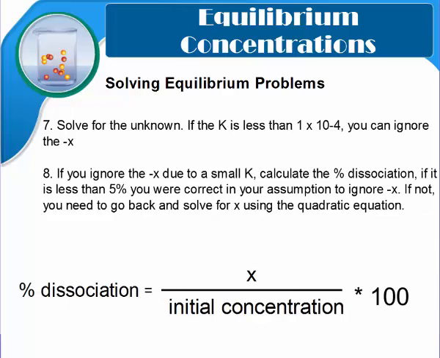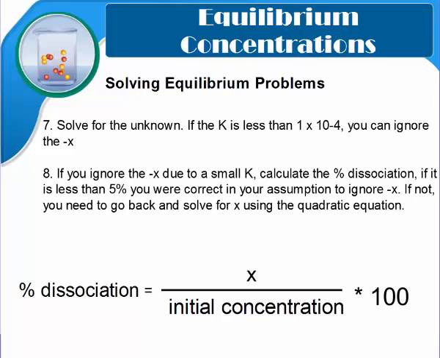If our K is less than 1 times 10 to the negative 4th, we can ignore the minus x. Because when K is less than 1 times 10 to the negative 4th, that means we have very few products. And subtracting x is probably going to be a negligible amount.